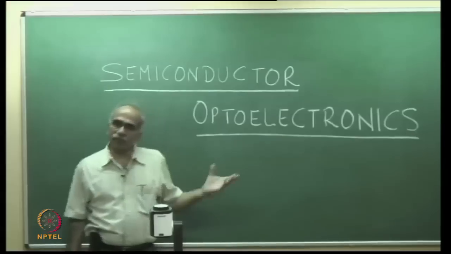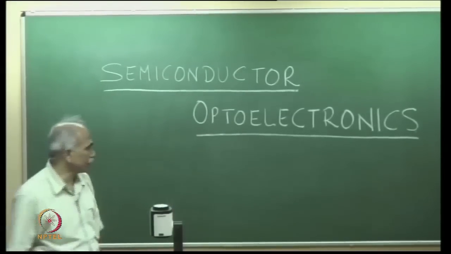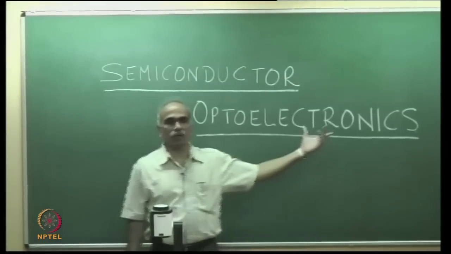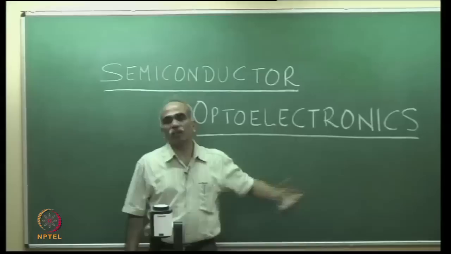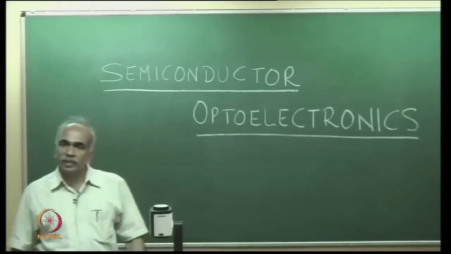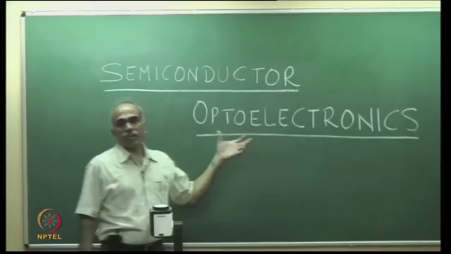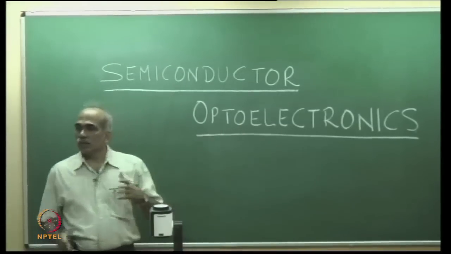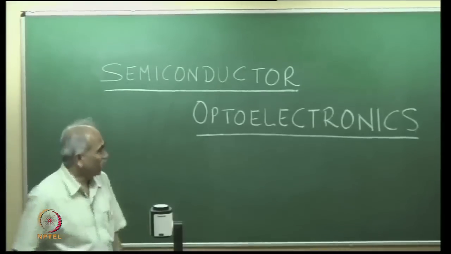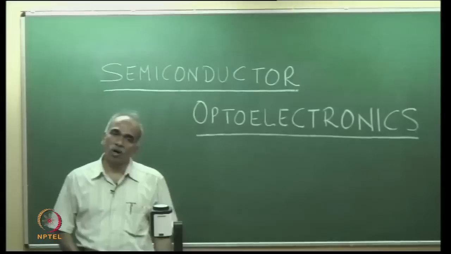Optoelectronics basically refers to the study of phenomena and devices which involve interactions of optical processes with electronic processes. In other words, this deals with electronic devices which involve interaction of optical radiation with electrons. That is, electronic devices which involve emission or absorption of photons.